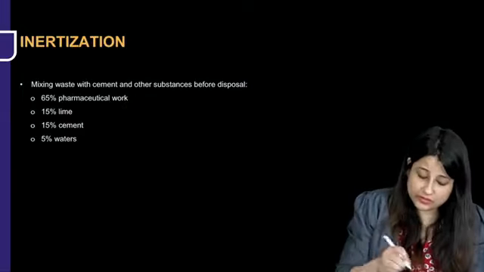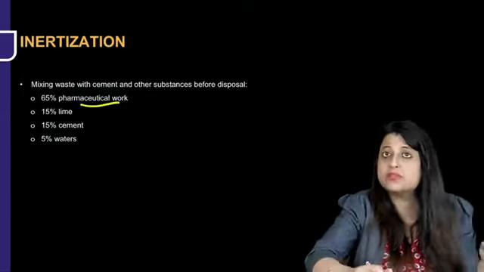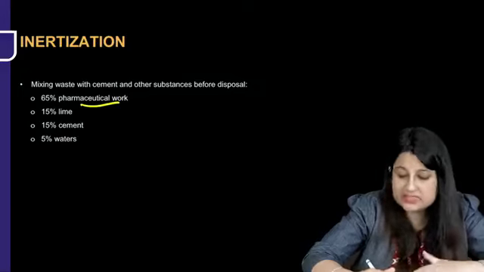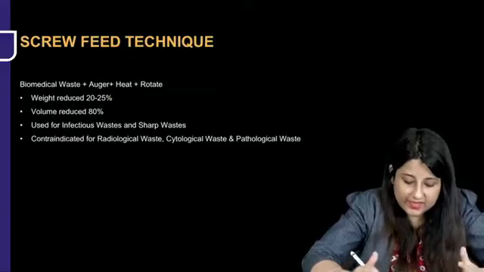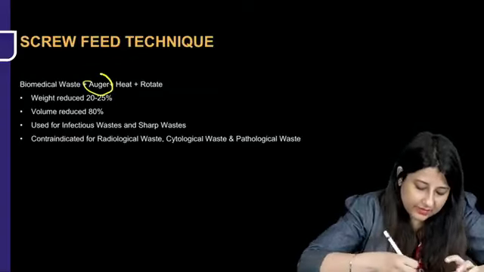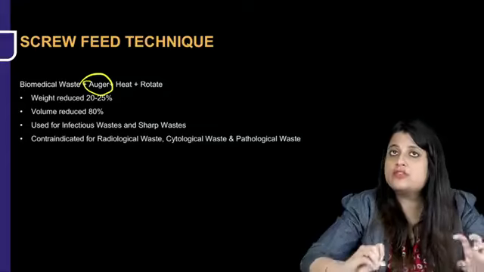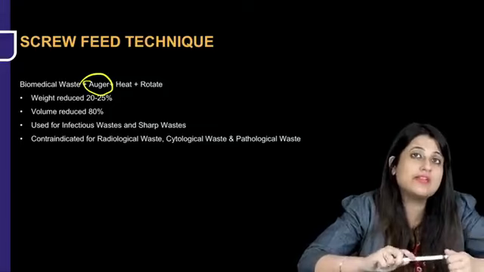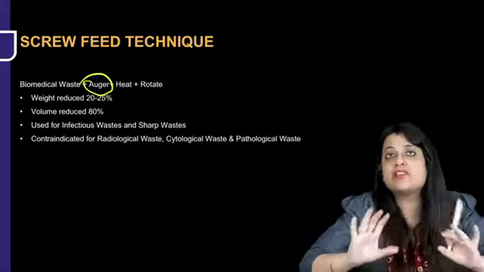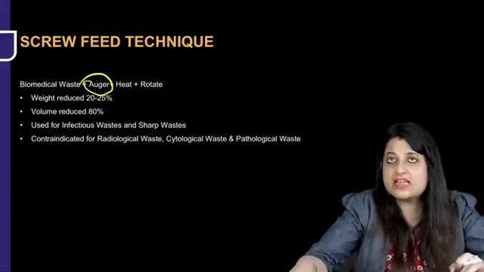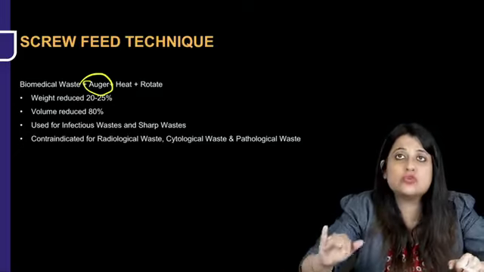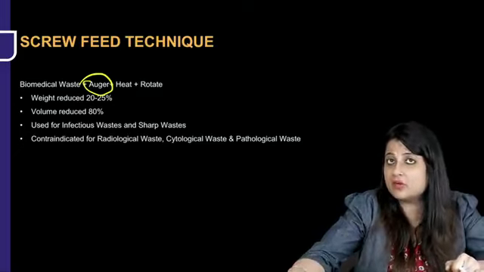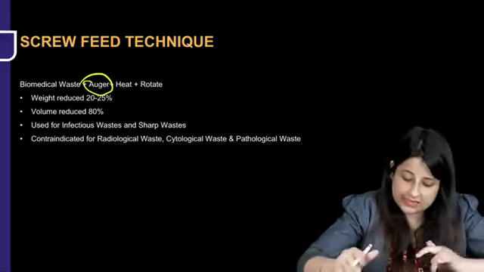Alright, inertization, just remember it is done for mostly pharmaceutical work. Okay, mixing waste with cement and other substance before disposal, it is done for pharmaceutical work. Screw feed technique is something where we use a method known as auger. Okay, alright, so mostly they ask you incineration, plasma pyrolysis, where do you do autoclave, and in which conditions are we doing deep burial? Deep burial is done for yellow category waste whenever there is no access to any common biomedical treatment facility up to 75 kilometers or we don't have it, like in a PHC.